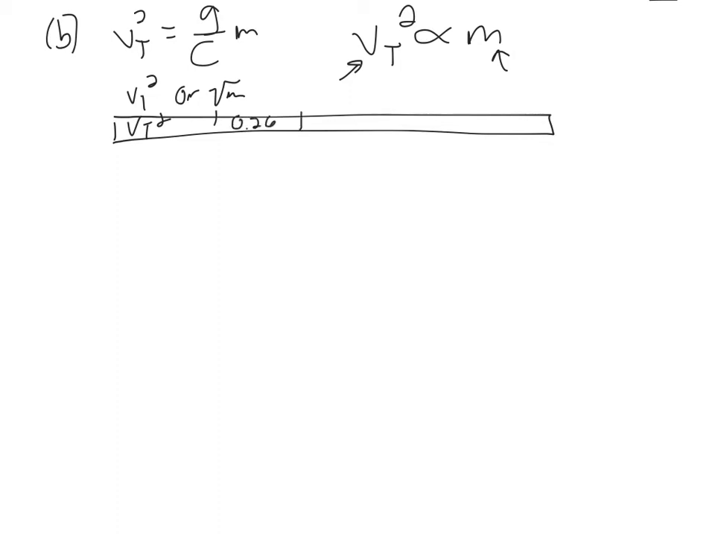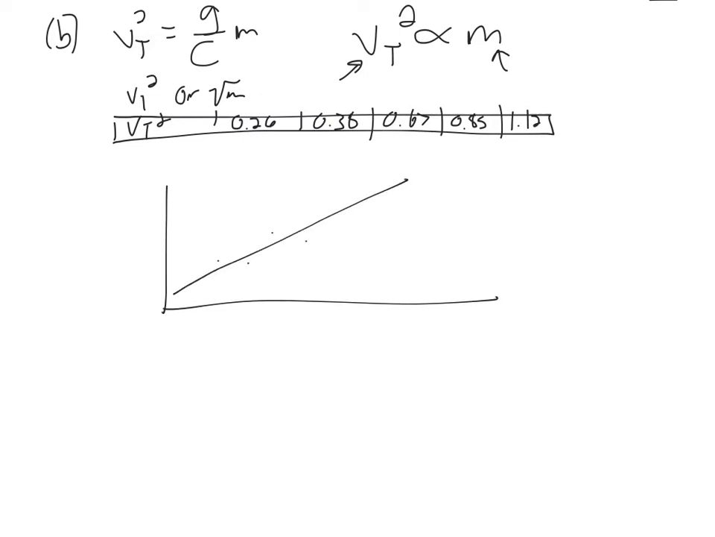You should end up getting 0.26, 0.38, 0.67, 0.85, and 1.12 for VT squared. And then when you graph the data, you're going to end up getting some line that looks like this with your data at different points. Now you have your VT squared here, mass over here. You guys should know how to graph data, so I'm not going to go into any more detail than that.